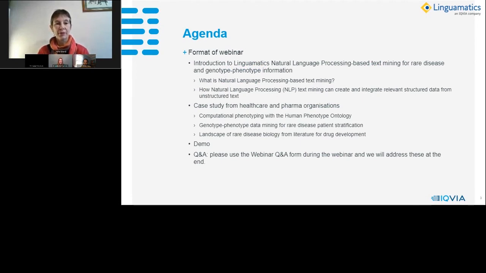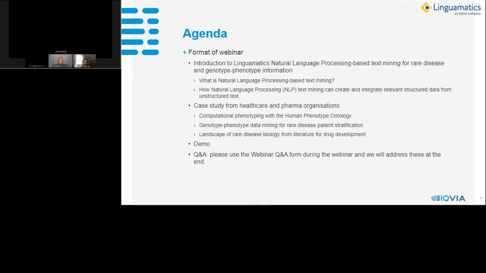So just to give you a quick overview of what we're going to be talking about. The format of the webinar: an introduction to Lingomatics Natural Language Processing-based Text Mining, particularly talking about where it can be applied for rare disease and genotype-phenotype information. Liz and I are going to talk about what natural language processing-based text mining is and how it can create and integrate relevant structured data from unstructured text. Then we're going to talk through some case studies, mixing that healthcare and pharma focus, and then Sri is going to give us a demo. We're very happy to take questions. Please use the webinar Q&A form during the webinar, and we'll address these at the end.